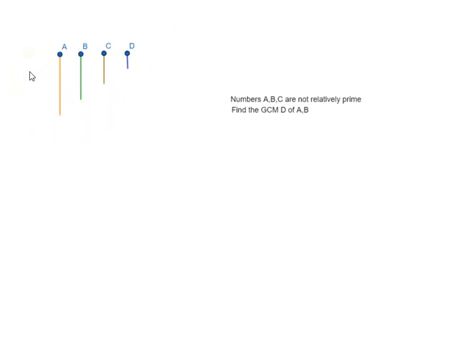Now, there are two situations. Either D will measure C or it will not measure C. So let us say D measures C. D also measures AB. So which means D measures A, B and C. Now we have to prove that D is the greatest common measure.